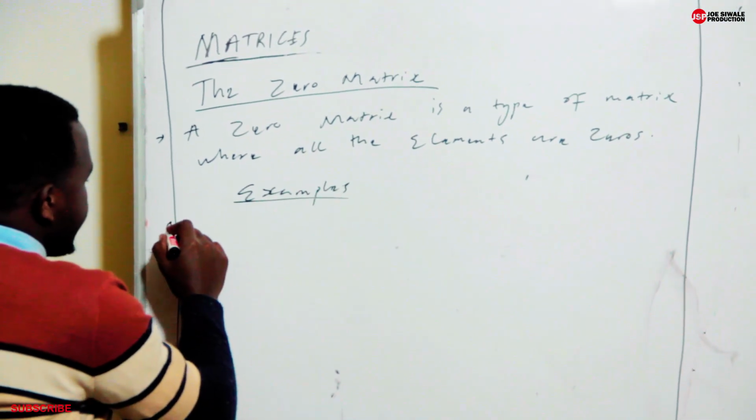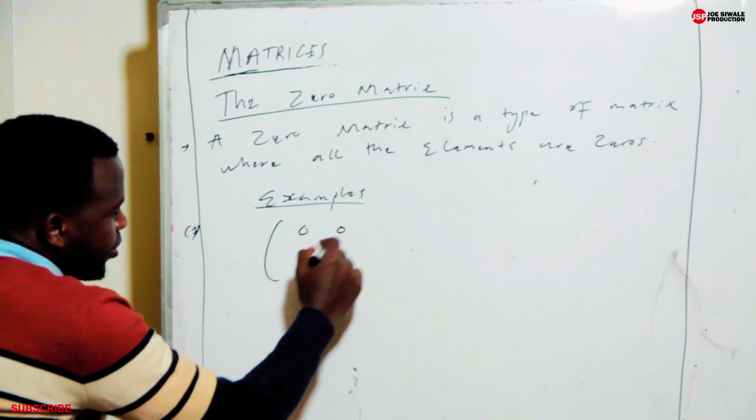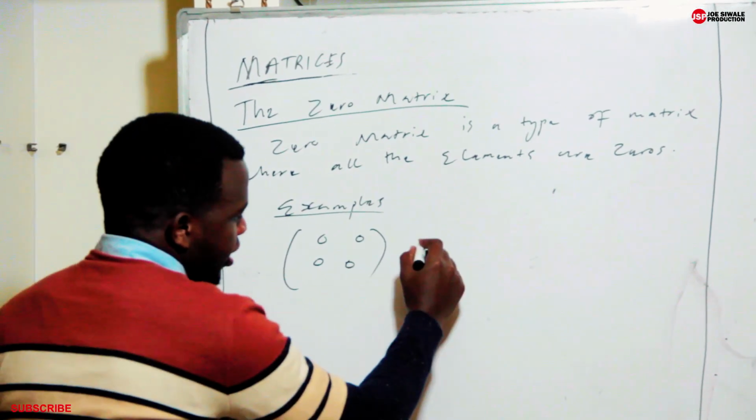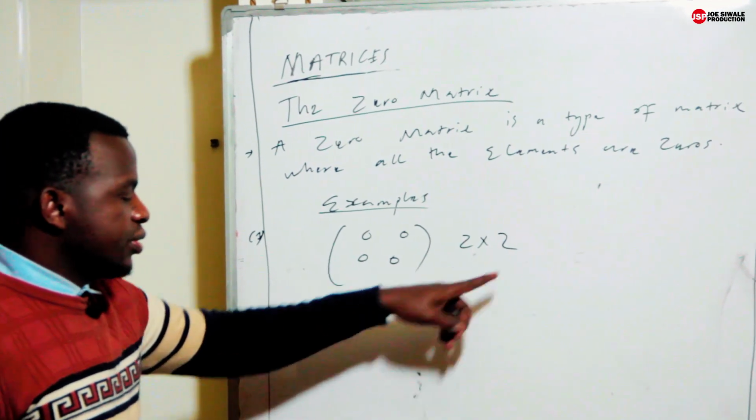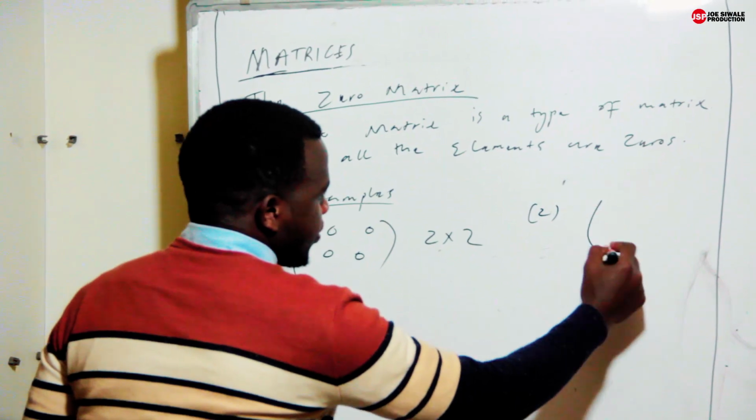So the first example that we can give can be in the form of 0, 0, 0, 0. And giving the order of this matrix, we know this is a 2 by 2 matrix. And as you can see, we have 2 rows and 2 columns. Another example of a zero matrix can be in this form.